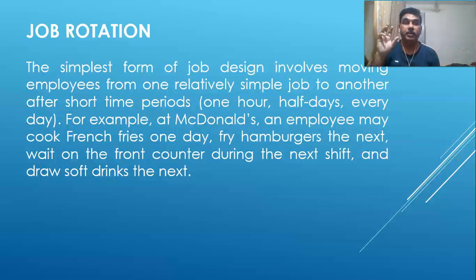For example, as already on your screen: the simplest form of job design involves moving employees from one relatively simple job to another after a short time period. That period can be 1 hour, half a day, or, if possible, every day also. But normally, whenever the job is not so simple, job rotation is there in the organization, but not so frequently. It can be after 6 months, and sometimes after 2 or 3 years also.